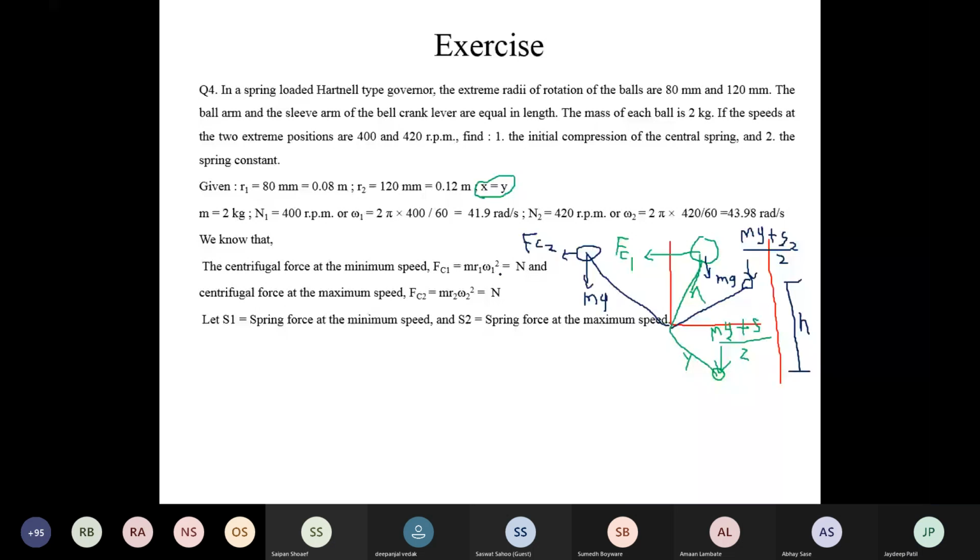What is FC1 coming? 6.704. FC1 is in Newton. Tell me the answer. 6.704. Okay, and FC2. I'll have to cross check this answer.